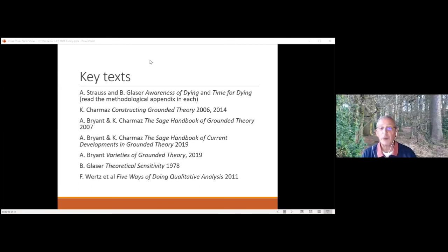I've given you an awful lot on grounded theory in a very short space of time. There's no way, unfortunately, to go through everything. But I hope I've given you some indications of how to look at the texts and take things further.